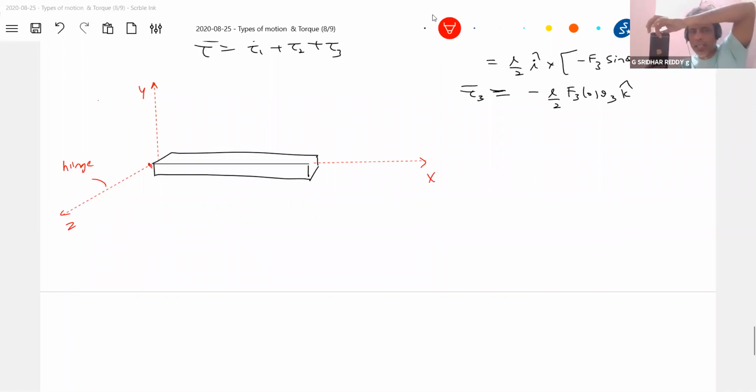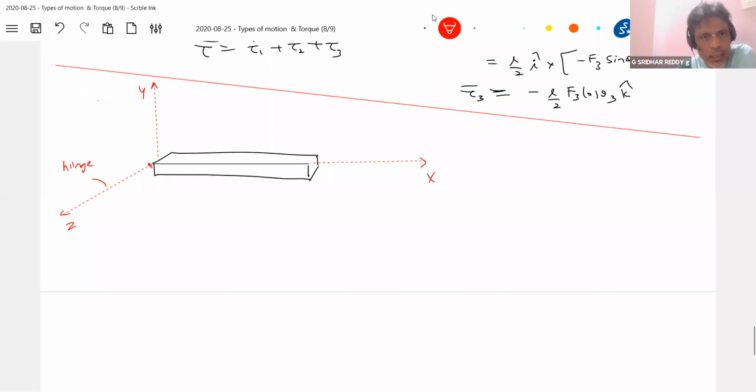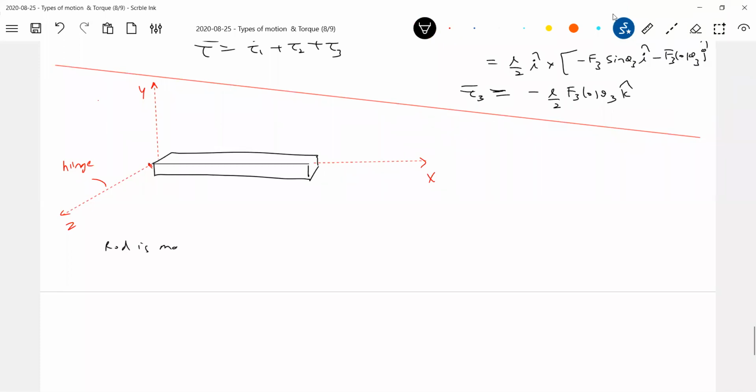Now I'm making the rod rotate about the z-axis here. I'll call that the hinge. When I say hinge, you should understand that the rod can rotate about the z-axis only. I'm putting a condition: the rod is made to rotate about the z-axis only. Now let me apply forces here.